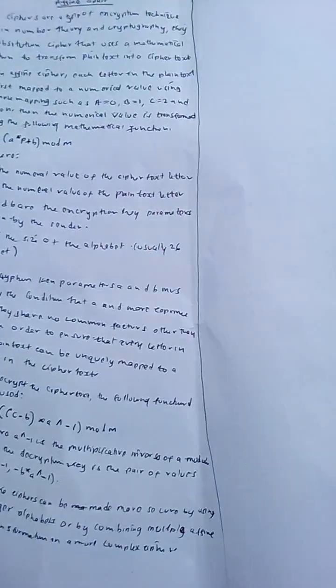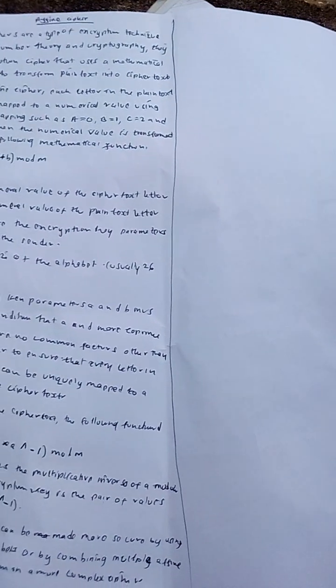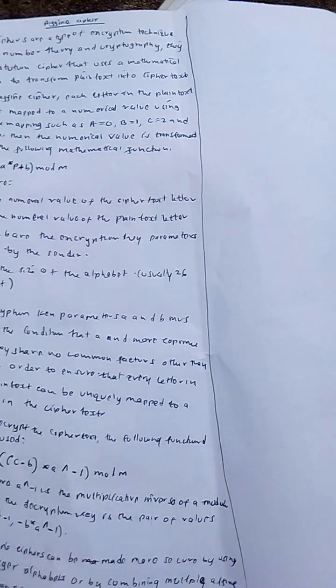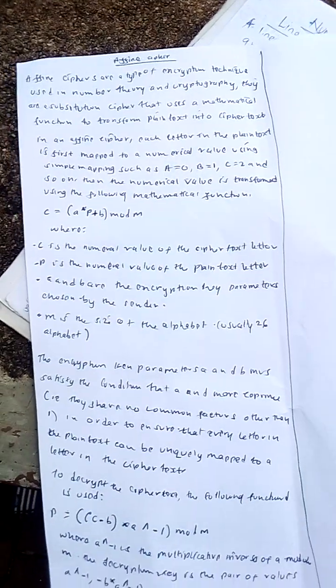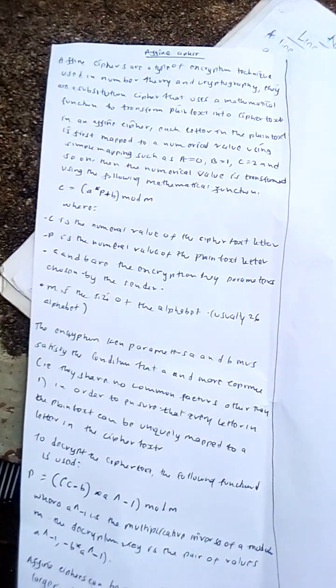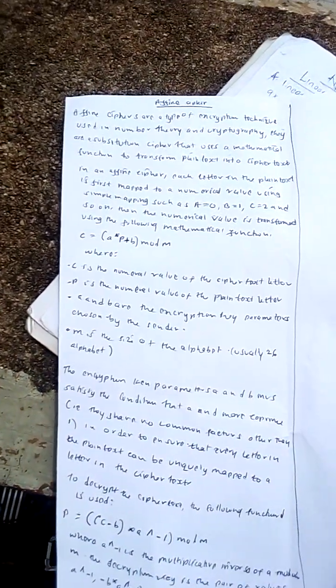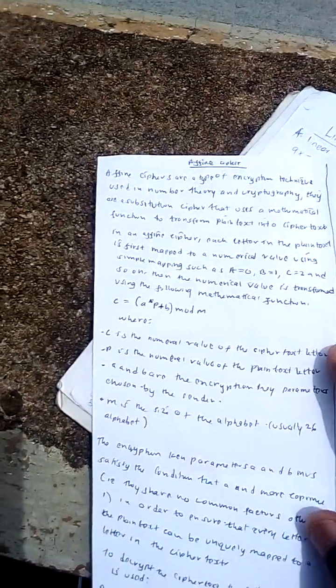So let me get direct into what I have for today. That is affine cipher. Affine ciphers are a type of encryption technique used in number theory and cryptography. They are a substitution cipher that uses a mathematical function to transform plain text into ciphertext. As we know, plain text is unencrypted, it is in a form which you can view.